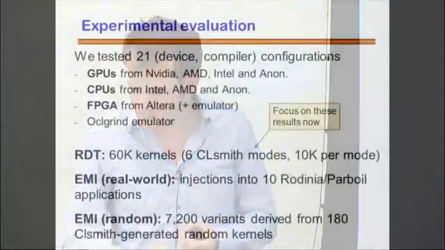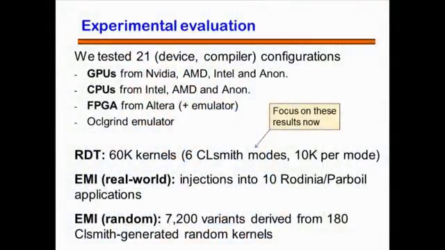OK, so what we did experimentally was we took 21 of these device and compiler configurations. So a bunch of GPUs from NVIDIA, AMD, and Intel, some CPU implementations from Intel, AMD, and in particular, you can apply this to the previous thing that you were inspired by, and maybe it will start finding more bugs. Right, you can, and we did do that as well. And an FPGA implementation from Altera, and also the OCLgrind open source emulator.